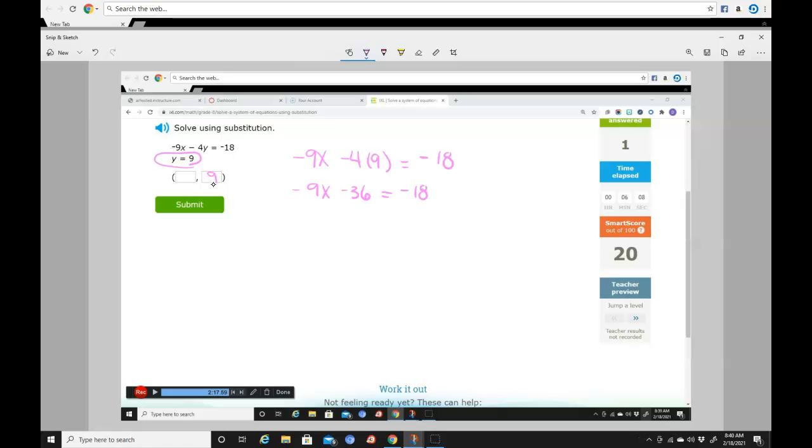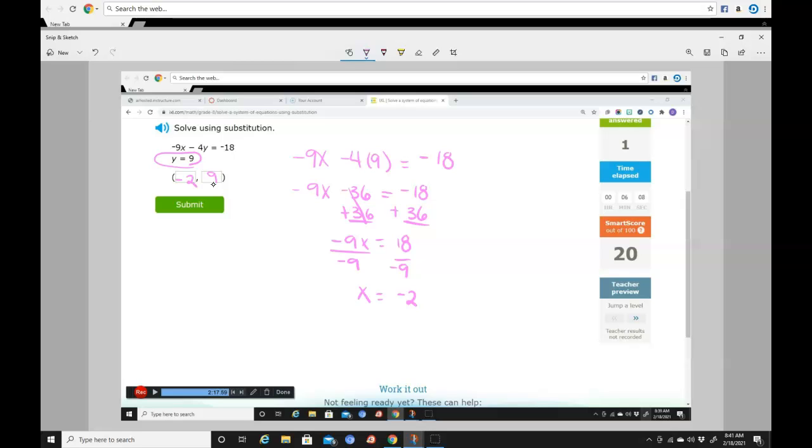Then we isolate variables, so we add 36 to both sides. That's gone. So we have -9x equals 18. We subtract those because they're opposite. Divide by -9, divide by -9. So x should equal -2. So our solution for x is -2.